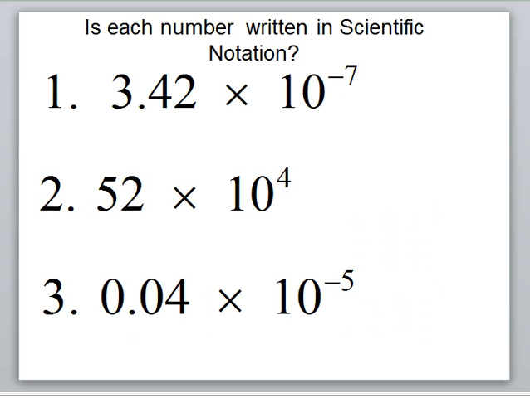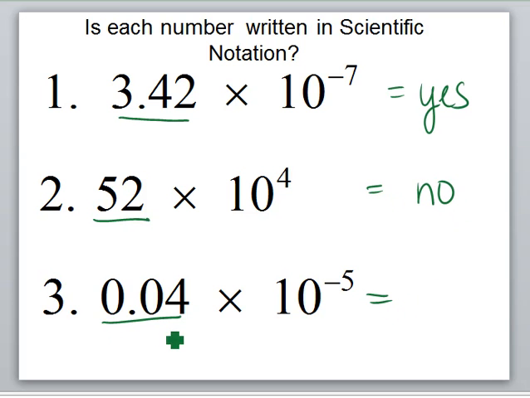So let's look at numbers here and let's decide whether or not these are written in scientific notation. So we're going to check out this first number. We're going to say, does it fall between 1 and 10? And it does. And it does have something written times 10 to the power. So this is a yes. The second one, does this number 52 fall between 1 and 10? No. So this is not scientific notation. And this last one, does this number fall between 1 and 10? And the answer is no, so it is not scientific notation either.